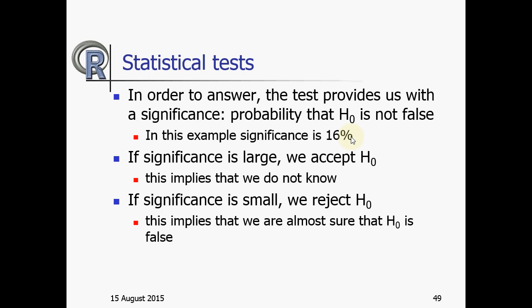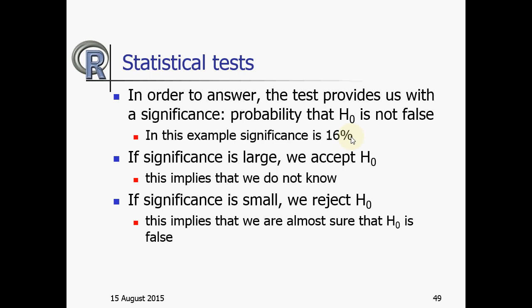And now I ask the same question again. Is 16% large or small? Well, 16% is large. Right? In statistics, typically 5% is the trade-off. So below 5%, the significance is small. Above, it's large. Some researchers tolerate also 10%. Other researchers want 1%. But usually 5%.